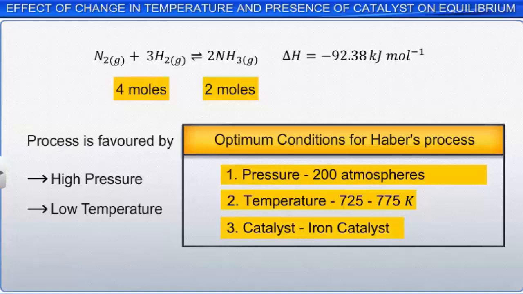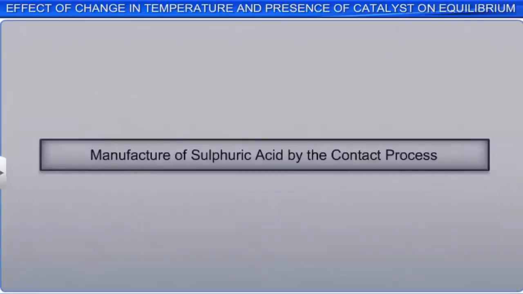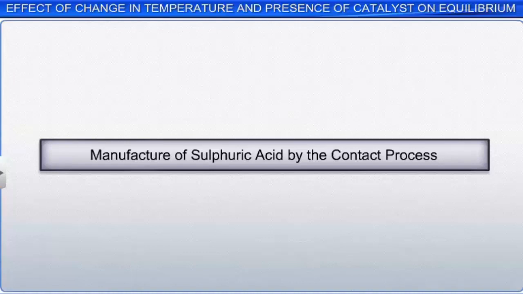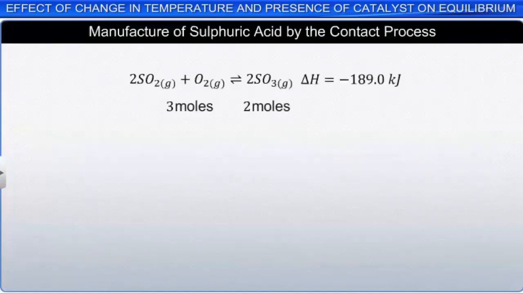The importance of a catalyst can also be understood by its use in the manufacture of sulfuric acid by the contact process. One of the important steps in the manufacture of sulfuric acid by the contact process is the formation of sulfur trioxide from sulfur dioxide and oxygen. The forward reaction leading to the formation of sulfur trioxide is an exothermic reaction, involving a decrease in the number of moles.